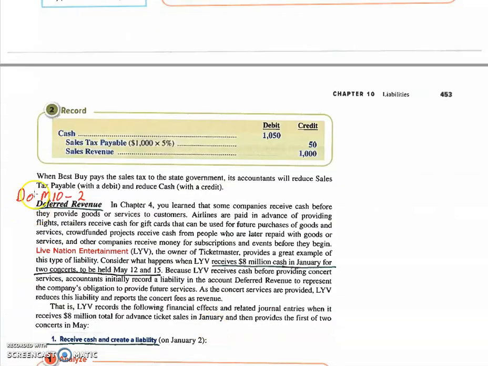Let's move on. Deferred revenue. Remember, deferred revenue is a liability. That's when customers pay you in advance of you providing the service or goods to them. Common examples where deferred revenue comes into play would be where you sell gift certificates or gift cards. You debit cash, credit deferred revenue, because you have collected cash, but you have not provided the customer goods or services yet.